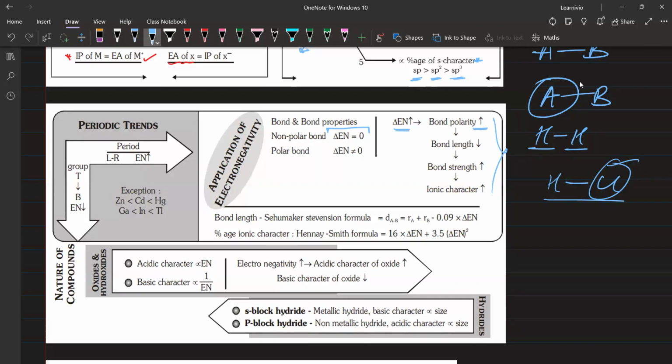Also, the acidic nature is directly proportional to the electronegativity, and basic nature is inversely proportional to electronegativity. So if the electronegativity increases, the acidic character of the oxide will increase and the basic character of the oxide will decrease. Hydrides and hydroxides also follow this. For example, NaOH will be basic in nature. But if you have H3PO3, you can write it as PO(OH) thrice. Even if you see OH here, it doesn't mean it is basic. It is still acidic in nature. The hydroxides and hydrides of metals are basic in nature. Hydroxides and hydrides of non-metals are acidic in nature.